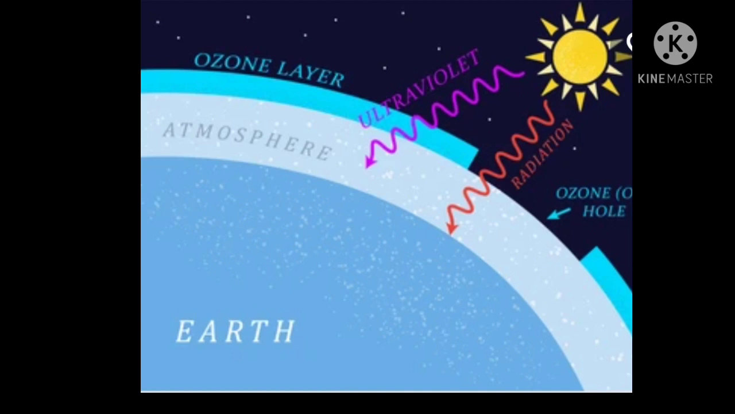Lastly, protecting the ozone layer. As the ozone layer protects us from harmful ultraviolet rays, its depletion is a cause of concern. So in order to prevent the depletion of this layer, we should prevent all those activities which release ozone depleting substances, that is ODS. So by following all these steps, we can control global warming.